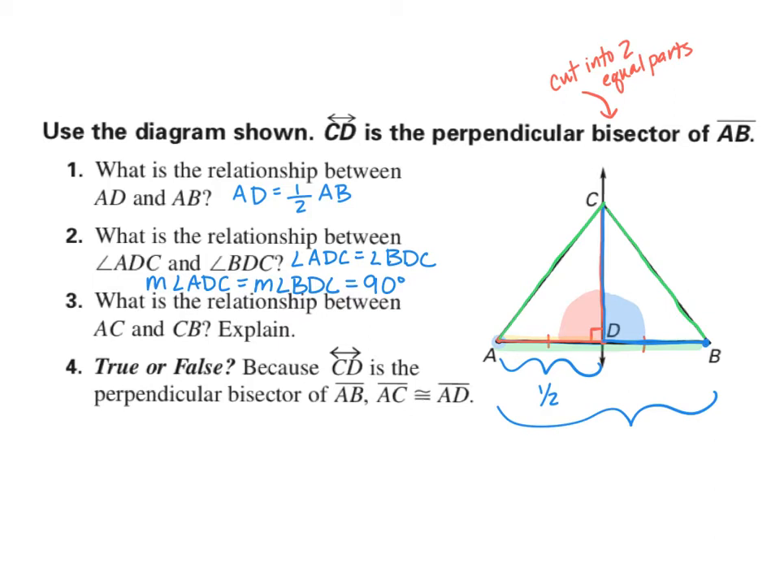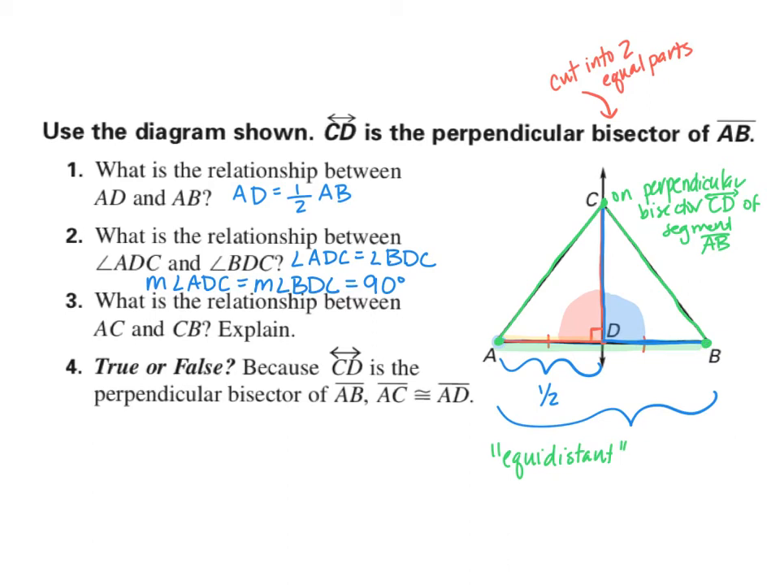Well, we know from our theorem that we talked about earlier in this section, which was the perpendicular bisector theorem, that if a point is on the perpendicular bisector of a segment, so C is on the perpendicular bisector CD of segment AB, then it is what we call equidistant or equal distance from the endpoints of the segment. So it would be equal distance from A and B.